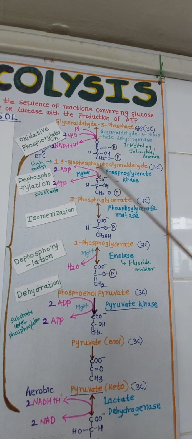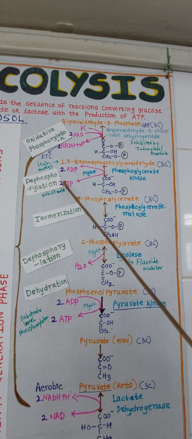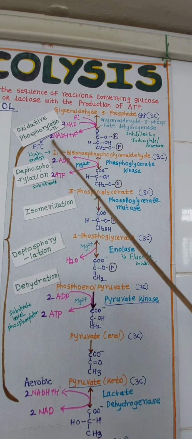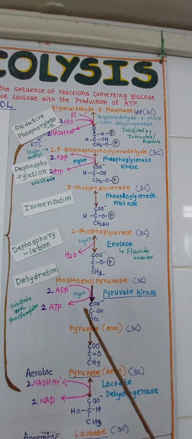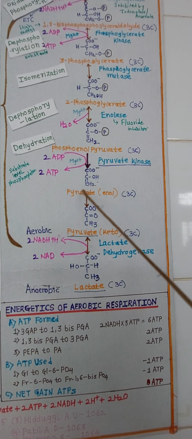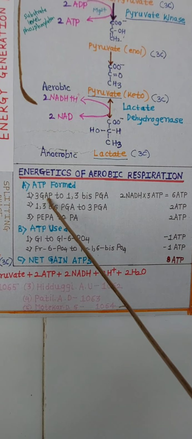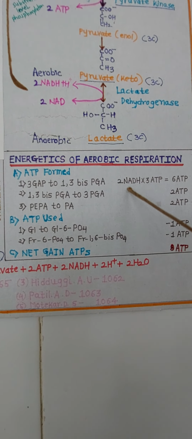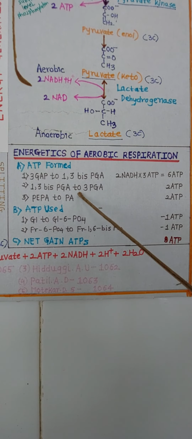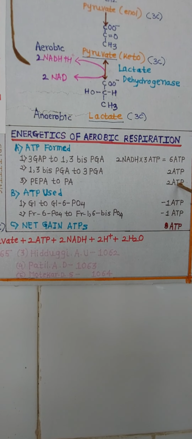Then from 1,3-bisphosphoglycerate to 3-phosphoglycerate, again 2 ATPs, substrate level ATPs are generated. Here oxidative phosphorylation, 2 NADH are produced, and the last one where phosphoenol pyruvate is converted to pyruvate, and again 2 ATPs are generated. So you can see here the ATPs formed are 2 NADH, so total number of 6 ATPs. Here 1,3-bisphosphoglycerate to 3-phosphoglycerate, 2 ATPs, and from phosphoenol pyruvate to pyruvate, again 2 ATPs.